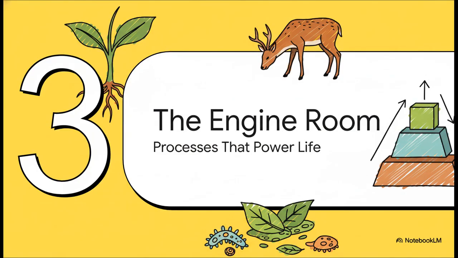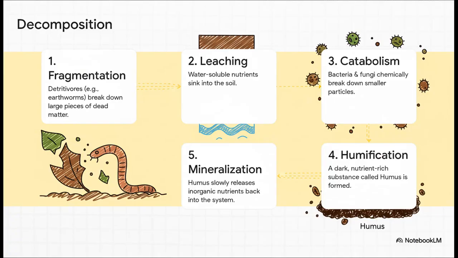So we've got the place and we've got the players. But how does it all actually work? Let's pop the hood and take a look at the engine room, starting with that vital recycling process, decomposition. You see, decomposition isn't just one thing. It's more like a 5-stage assembly line. It all kicks off with fragmentation. Think of earthworms shredding up dead leaves. Then leaching happens, where water washes some nutrients down into the soil.